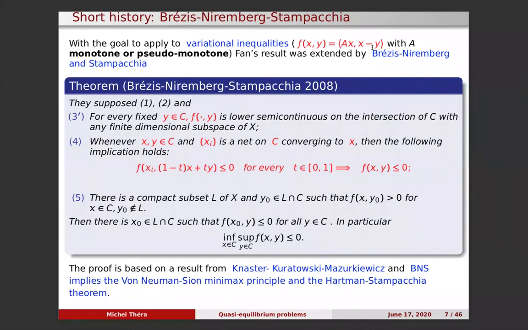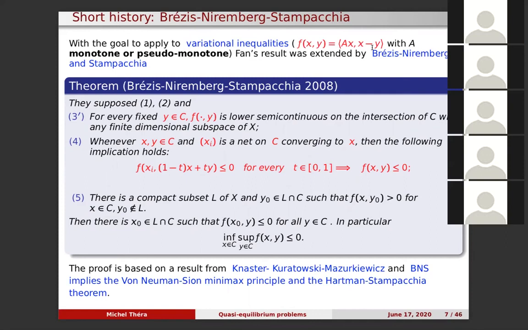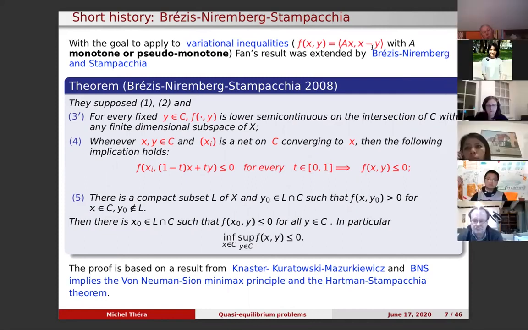And if all these conditions are satisfied, they prove that there is x naught such that f of x naught and y is less than or equal to 0 for every y in C. And in particular, you have that the infimum over x in C of the supremum over y in C of f of x and y is less than or equal to 0. And the proof they give is based on the Knaster-Kuratowski-Mazurkiewicz result I just mentioned before.